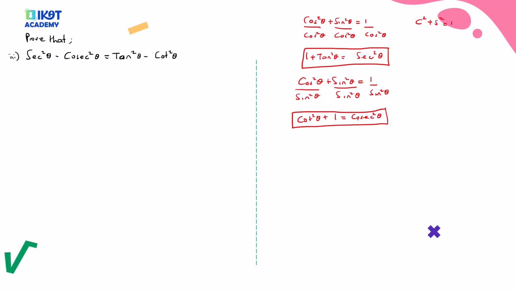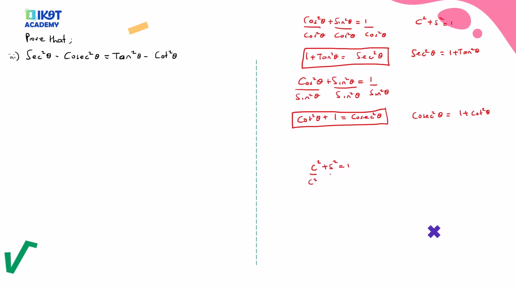So we have this. So what do I have? Sec squared theta is equal to 1 plus tan squared theta. I also have that cosec squared theta is equal to 1 plus cot squared theta. Now what I was saying is that in most of the questions, instead of writing this, I'll just be writing c squared plus s squared is 1, meaning cos squared theta plus sin squared theta is 1.